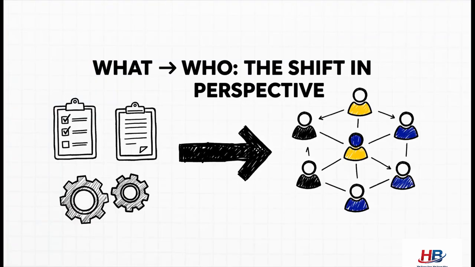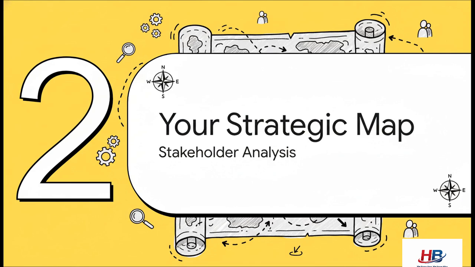And this is the classic trap we all fall into, right? We get so focused on our to-do list, the what, that we totally forget about the who. But here's the shift in thinking that changes everything. It's not just about what you do, it's about who is affected by what you do. Once you get that, you can start seeing problems coming from a mile away. So how in the world do you navigate this human terrain? Well, you need a map. Simple as that. And that map is called stakeholder analysis.